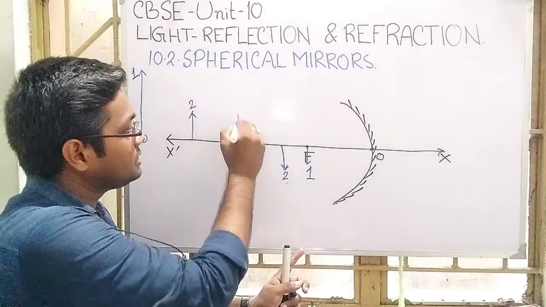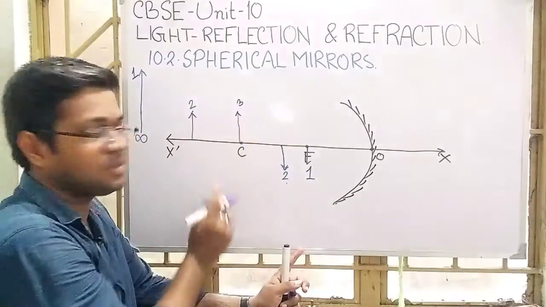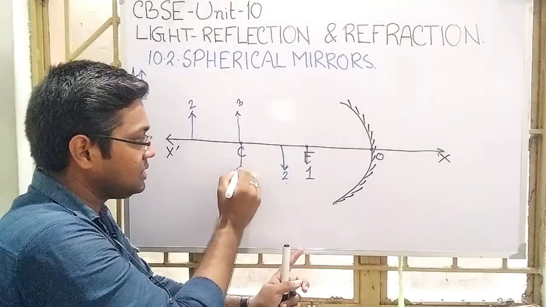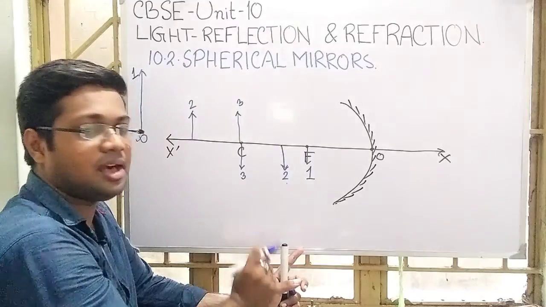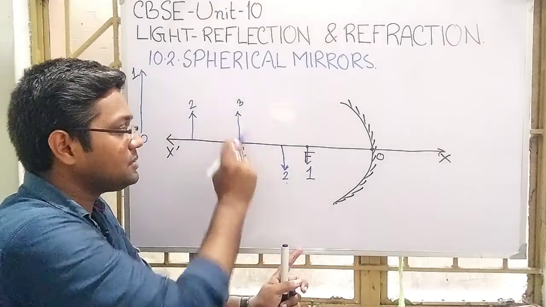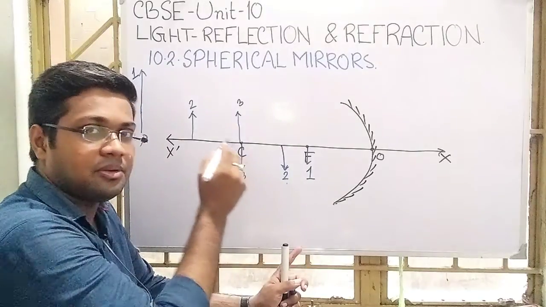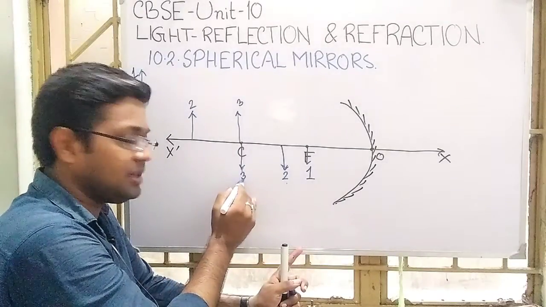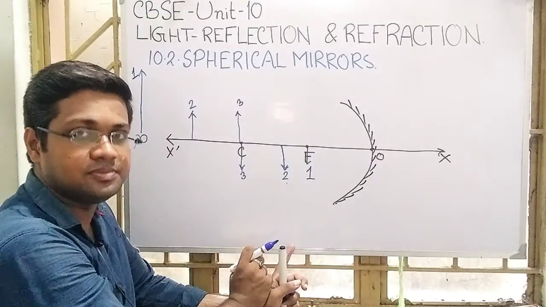Now if I place the object at the center of curvature, then we also get the image at the center of curvature, exactly the same size as the object. Not only that, it is a real, inverted image, and image 3 is greater in size than image 2.